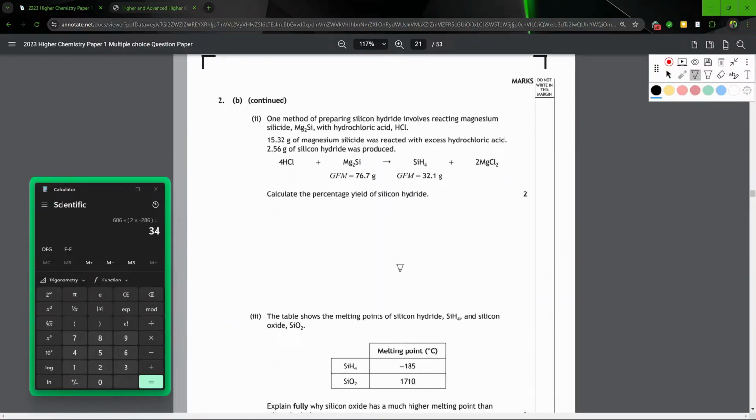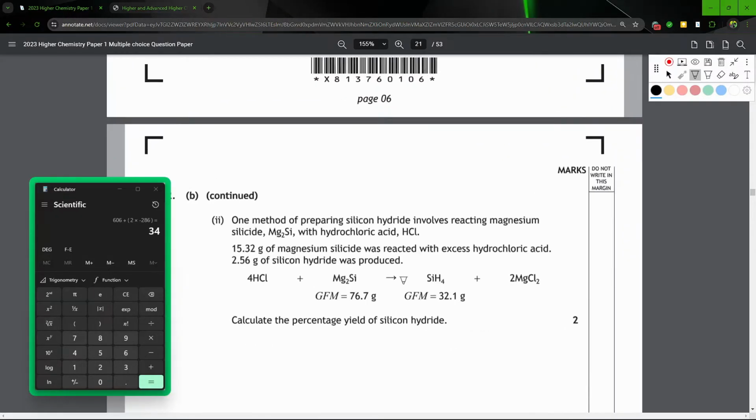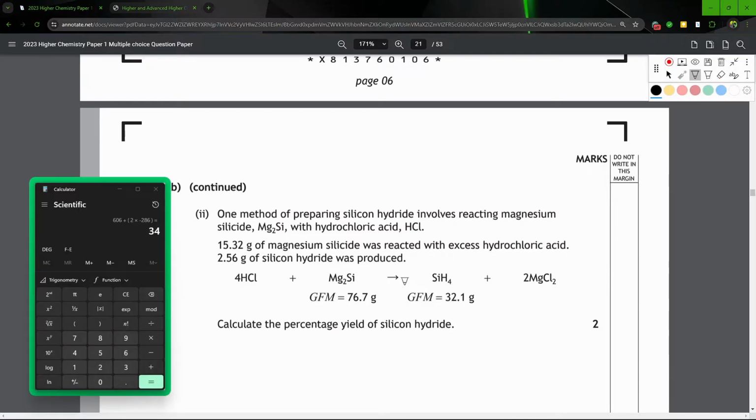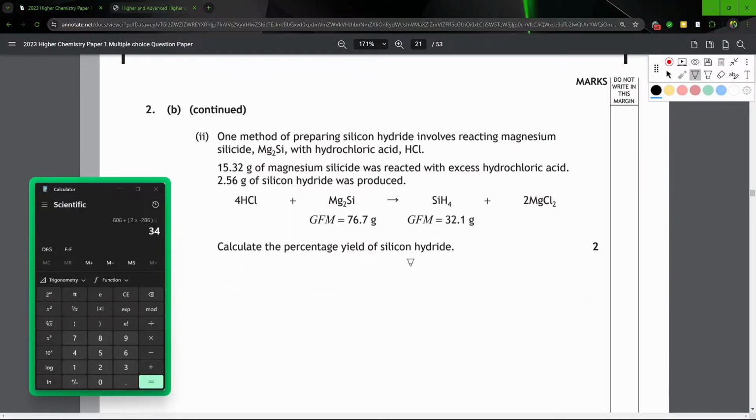One method of producing silicon hydride involves reacting magnesium silicide with hydrochloric acid. 15.32 grams of magnesium silicide was reacted with excess hydrochloric acid. 2.56 grams of silicon hydride was produced. Calculate the percentage yield of silicon hydride.